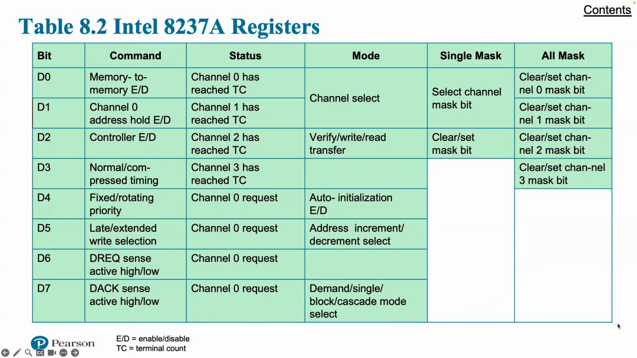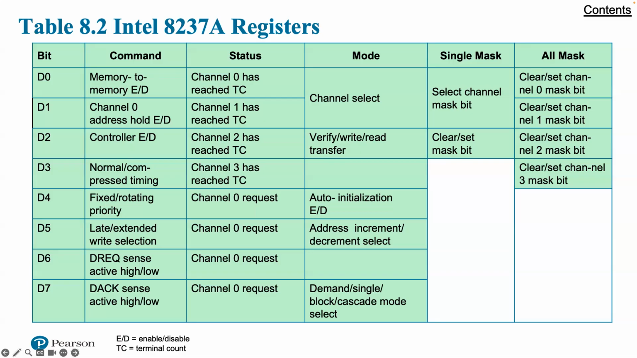Here is a table for the Intel 8237A registers. So the 8237 has a set of 5 control/command registers to program and control DMA operations over one of the channels. That's what we're seeing in this table, 8.2. So first of all, the command register: the processor loads this register to control the operation of the DMA. D0 enables a memory-to-memory transfer in which channel 0 is used to transfer a byte into the 8237 temporary register, and channel 1 is used to transfer the byte from the register to the memory.